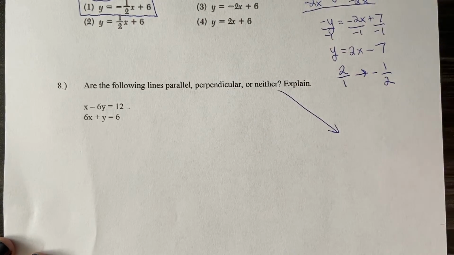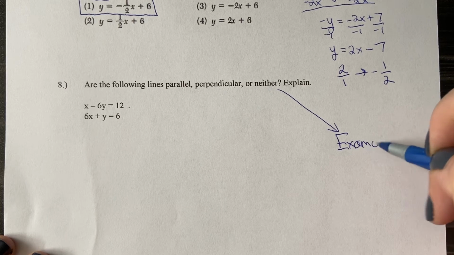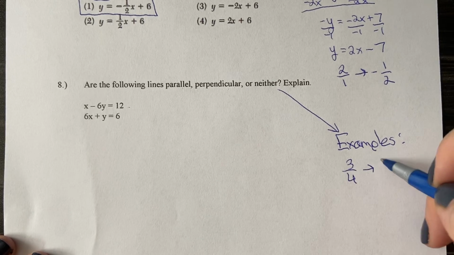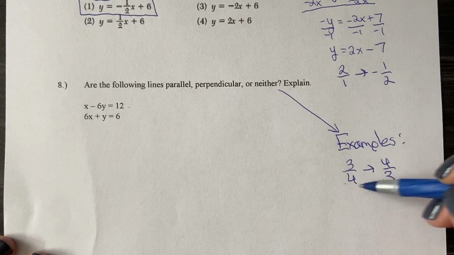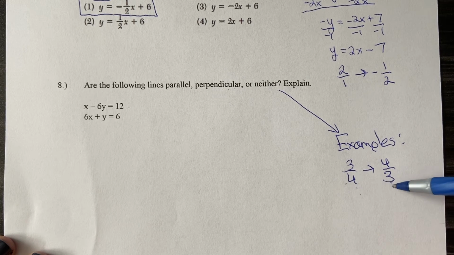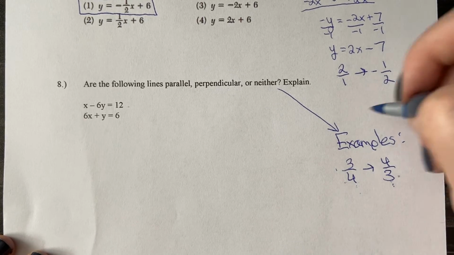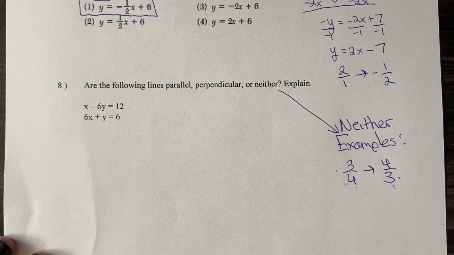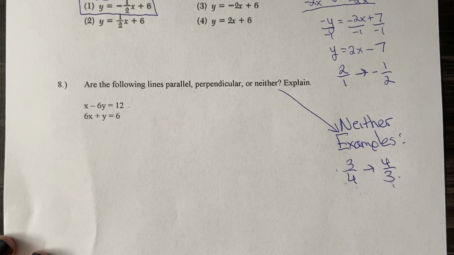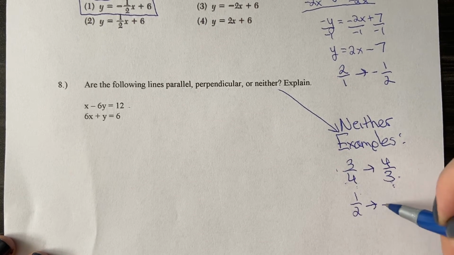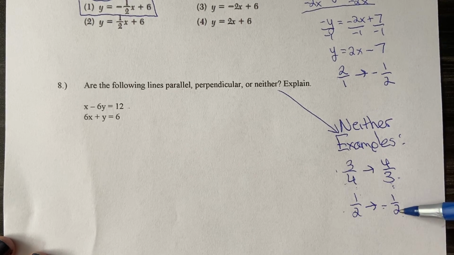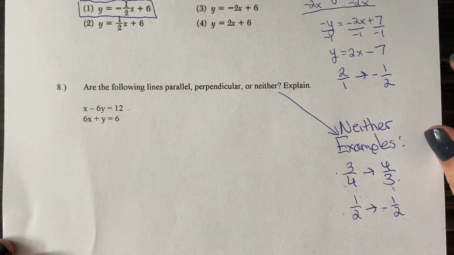So an example for neither, I'll show you, would be, for example, if you had 3/4 and 4/3. The problem with this is that one's not negative, okay? So in order for them to be negative reciprocals, one's got to have a minus sign. So this is an example of neither. Okay, so another example would be, let's see, if you had 1/2 and negative a half. So the problem with this is, yeah, one's positive, one's negative, but they're not reciprocals. So that's what neither is. It doesn't satisfy either of them.